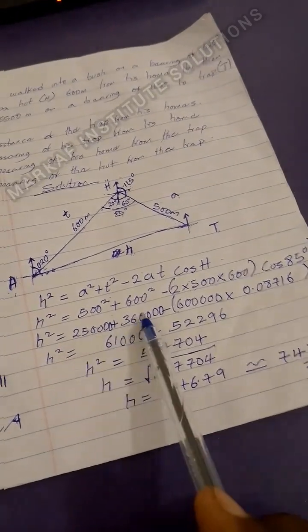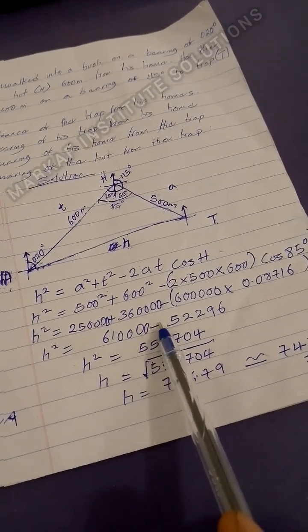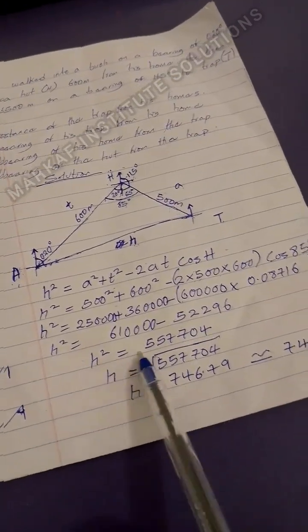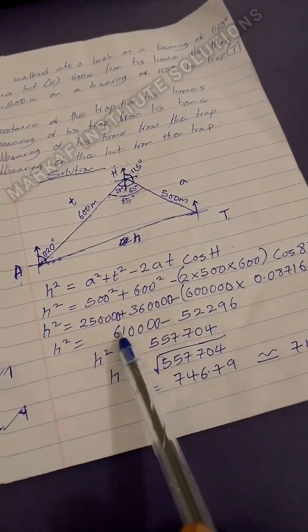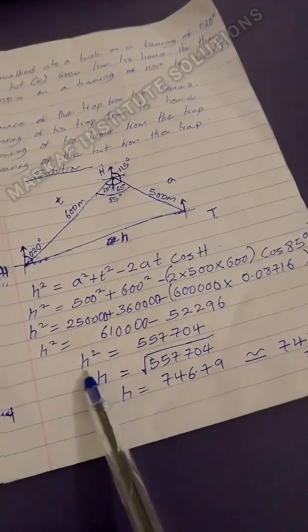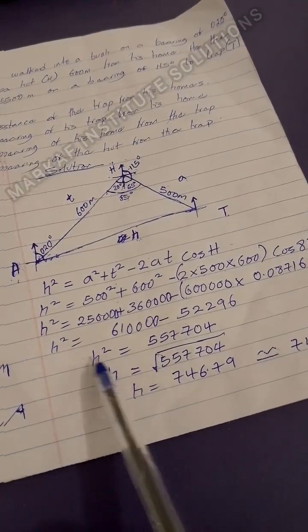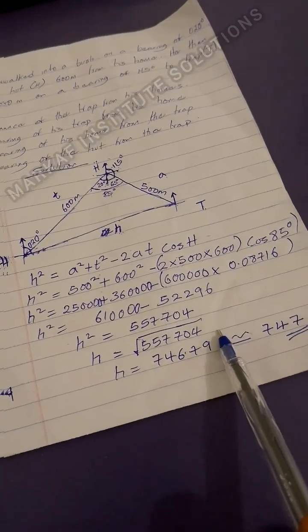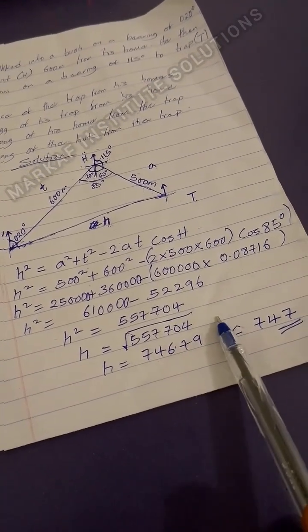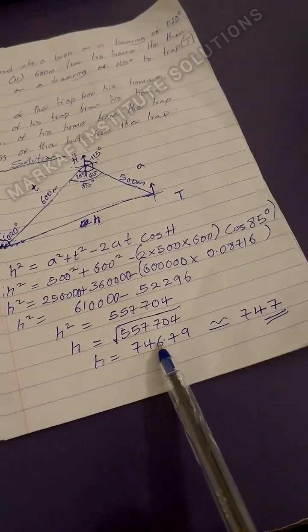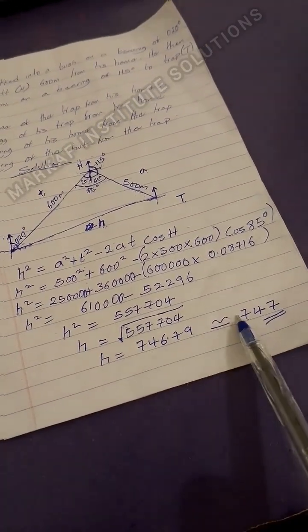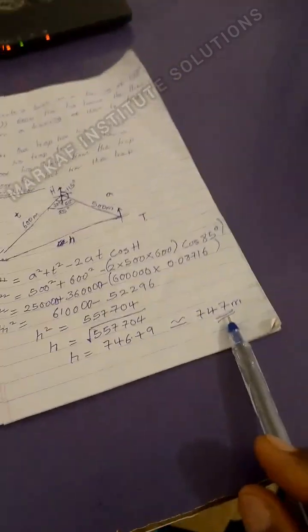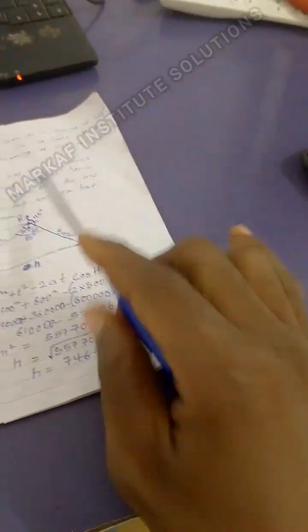When you add these two together, it's going to give us 610,000 minus, then you multiply all this together, it will give you this. Then h square will now equal, when you subtract this from 610,000, this. Then to eliminate the square on h, you have to root both sides, whereby h equals the square root of 557,704. So when you press the square root of this, it will give you 746.79, which is approximately 747 meters. So 747 meters is the answer for the first question.